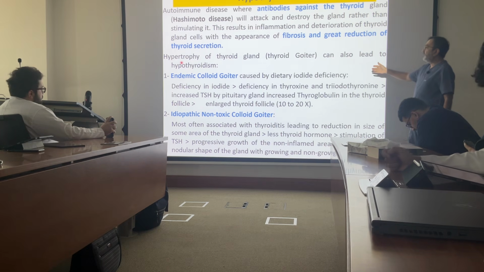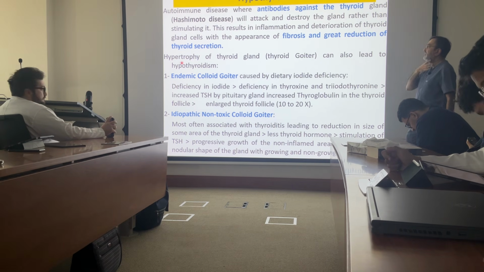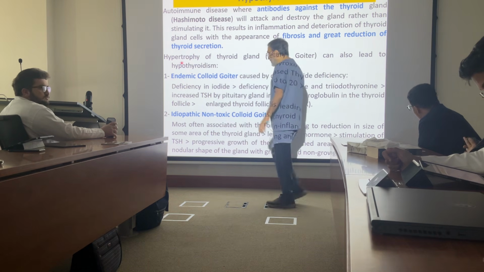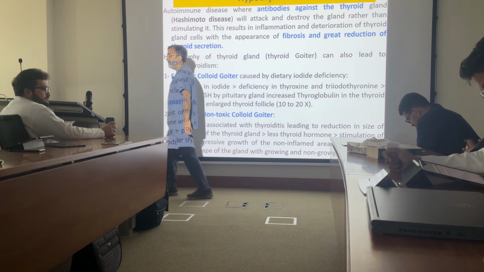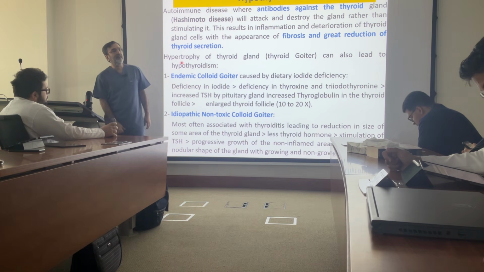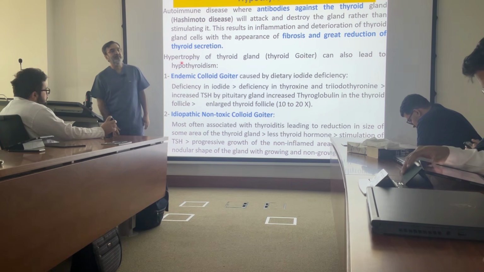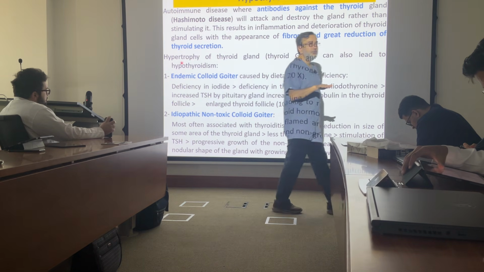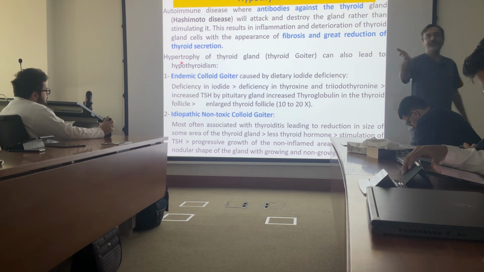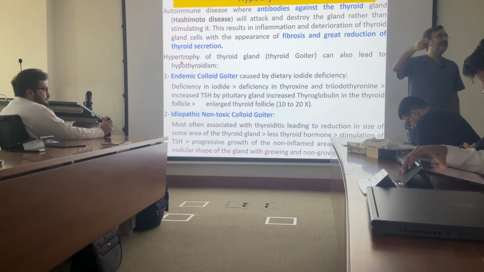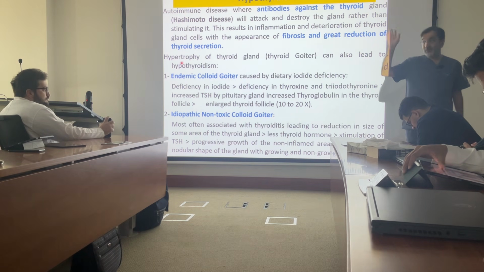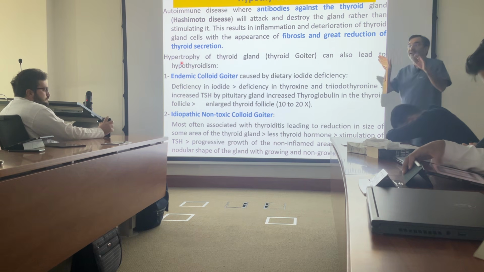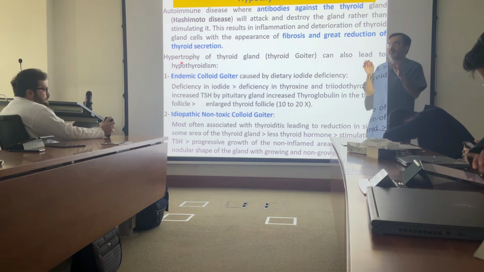The hypertrophy of the thyroid gland, as we said, is called the thyroid goiter. It happens with endemic colloid goiter. Endemic colloid goiter is because you have low levels of iodine in your food. So that's why you would see that most of the salt which we take is iodized salt. Why? Because in the older ages, we did not have this iodized salt.